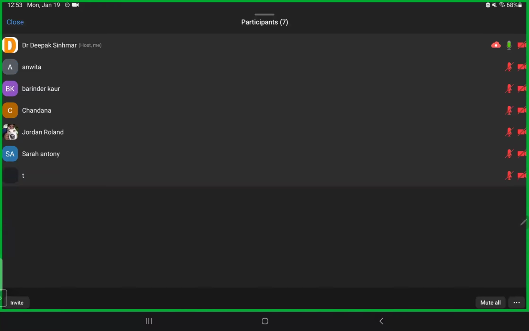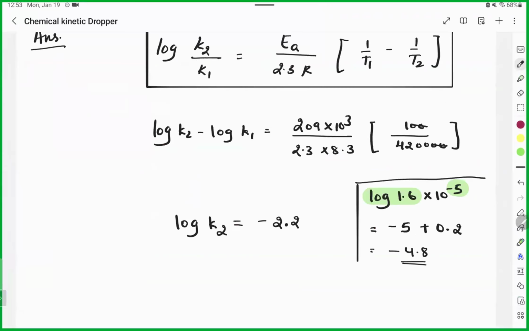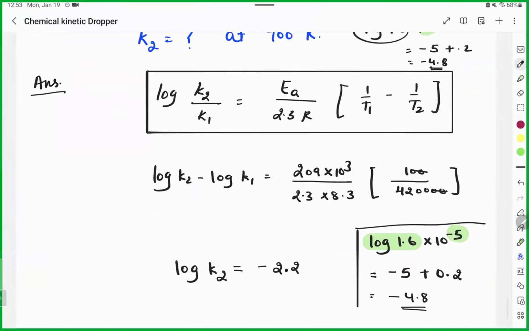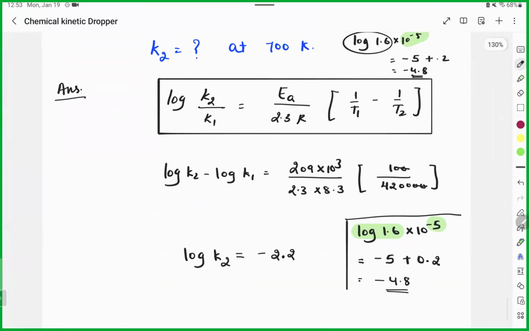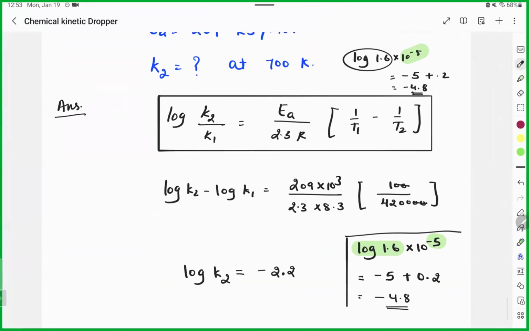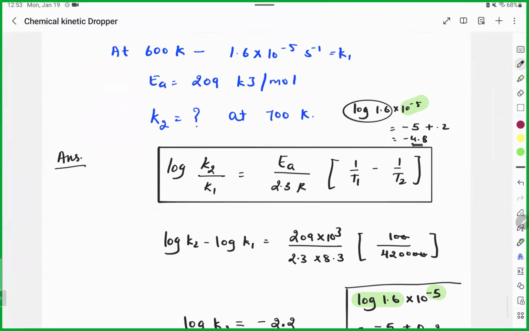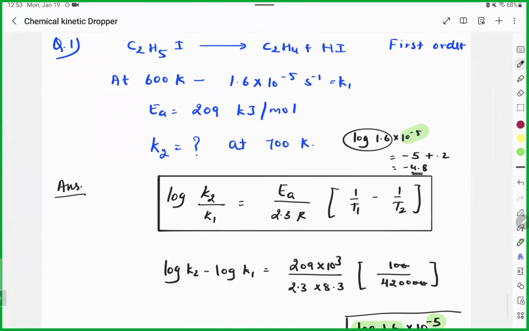Sarah, am I audible? Yes, sir. Let me know if you miss anything, I will explain, because you will miss hardly a few things, 1 or 2 minutes or 5 minutes, so I can cover it fast. Okay, Sarah, we were doing this question. You were there. Yes, sir. Okay, so we wrote this formula.